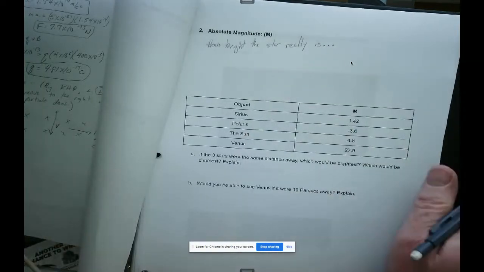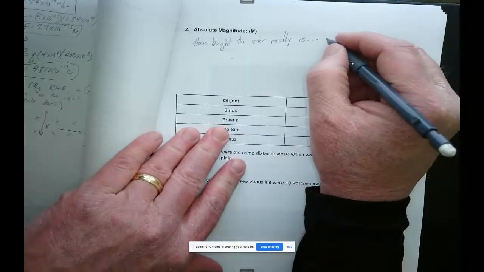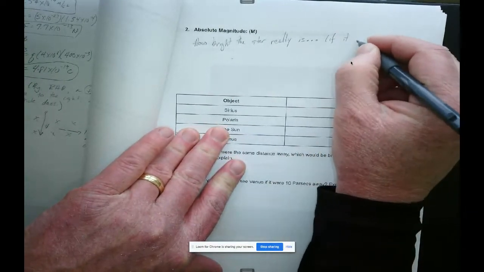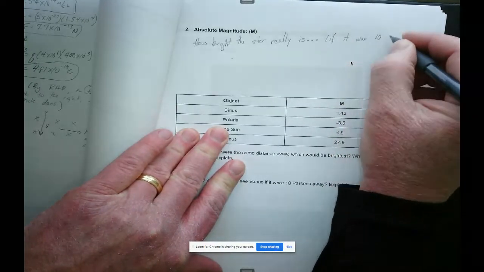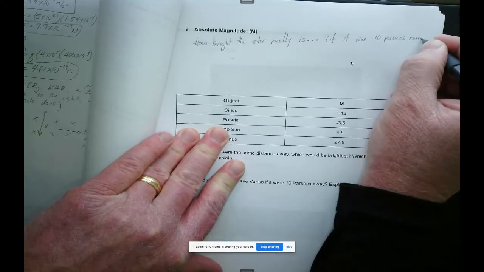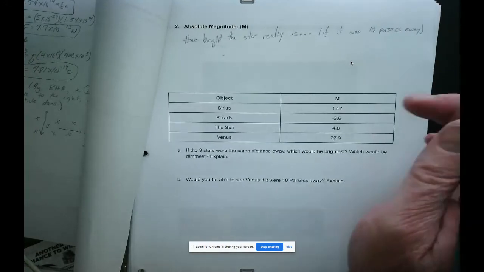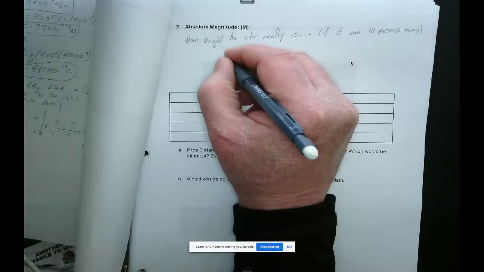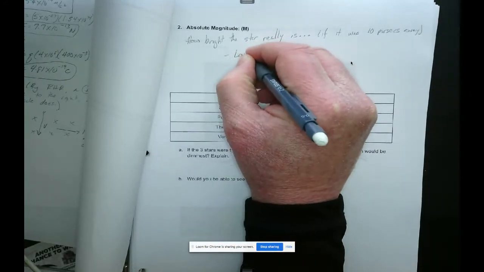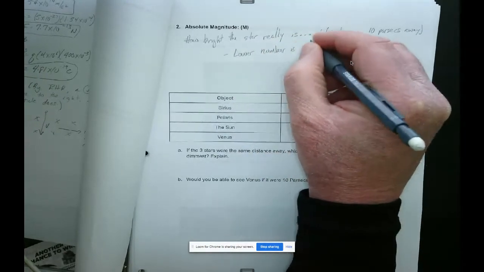All right, and what you do is you take how bright the star really is if it was 10 parsecs away. And a parsec is a distance measurement. So we're going to take the distance out of it. We're going to make all the stars as how bright they would look to us if they were exactly 10 parsecs away. And again, lower number is brighter.